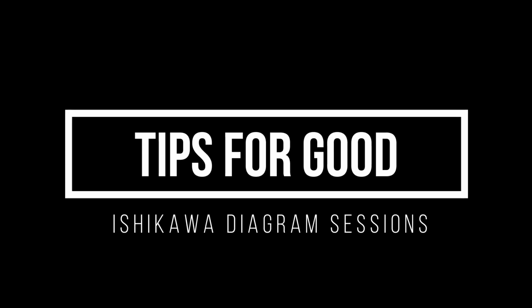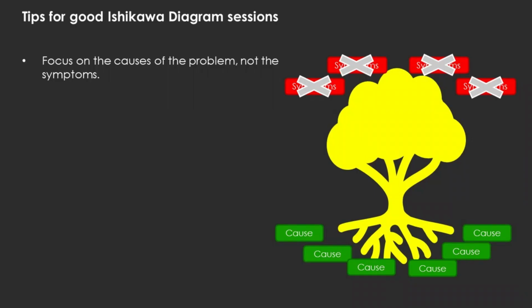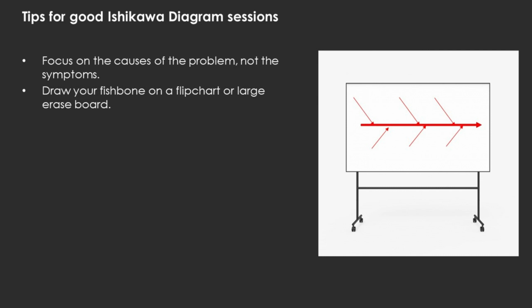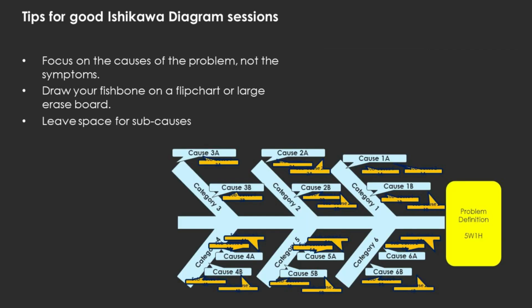Some tips. Use the fishbone diagram tool to keep the team focused on the causes of the problem rather than the symptoms. Consider drawing your fish on a flip chart or large whiteboard. Make sure you leave enough space between the major categories of the diagram so that you can add minor detailed causes later.